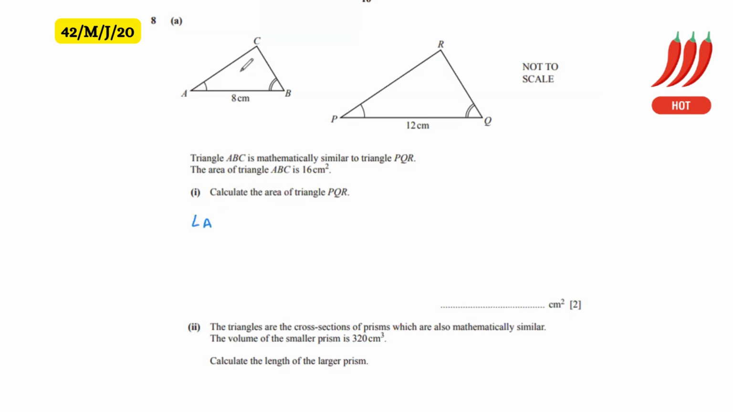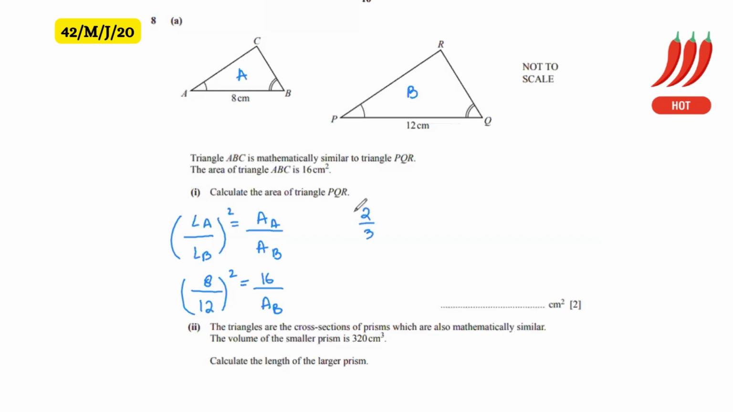I'm going to call this shape A. I'm going to call this shape B. Length of A over length of B, squared, equals area of A over area of B. So that's 8 over 12, squared, equals 16 over area of B. So that's 2 over 3 if we simplify the 8 over 12. Squared, that's 4 over 9.